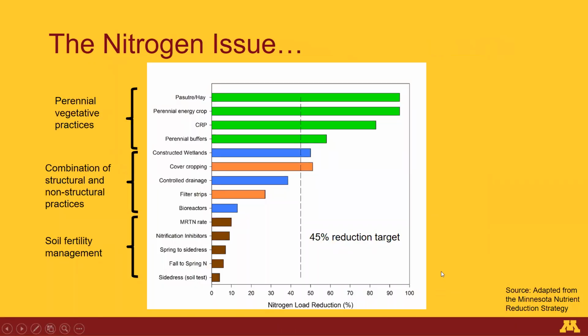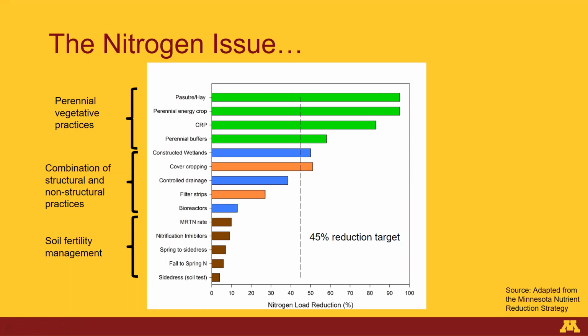So the issue that I've been asked to talk about is related to nitrogen, of course, and agricultural water quality. In this particular screenshot, you see a figure there in the middle that shows nitrogen load reductions on the x-axis and shows potential practices on the left axis. These data were derived and extracted from the Minnesota Nutrient Reduction Strategy document.